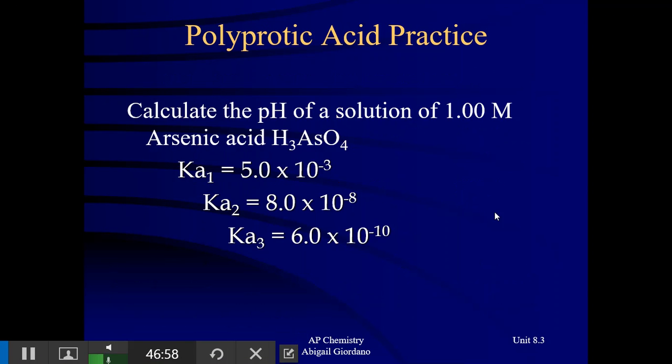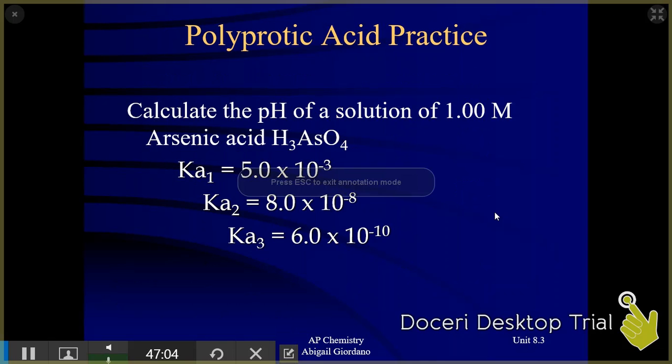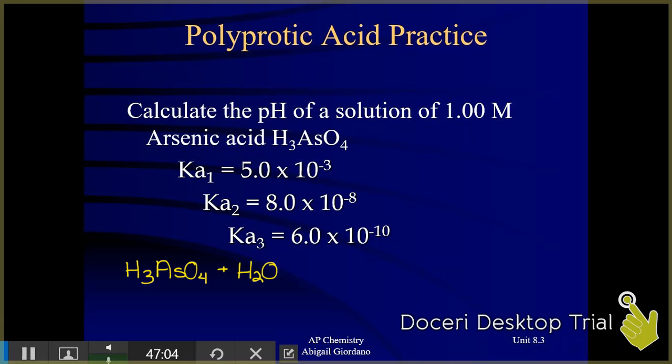Okay, we're not going to work this problem, but I just want to show you if you were given a situation like this, you would only need to deal with the first dissociation. So here's what my reaction would look like. The acid plus water. Remember, one hydrogen comes off at a time. They don't all come off at once.